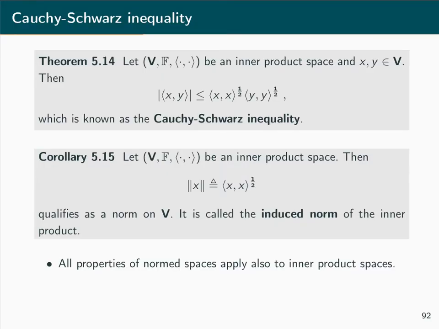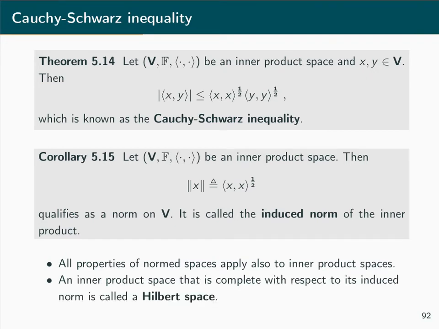Since we have just shown that an inner product always induces a norm on an inner product space, all properties and results of normed spaces also apply to inner product spaces. By this, we particularly refer to the concepts of convergence, Cauchy sequences, and completeness. Similar to normed spaces, we also have a name for inner product spaces that are complete with respect to their induced norm, and such spaces are called Hilbert spaces.